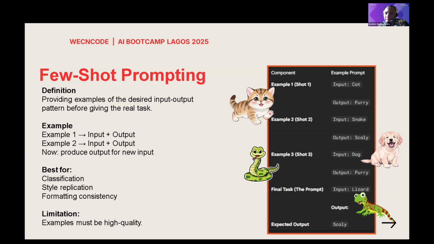So it is best for classification, style replication, formatting, consistency. Limitation: examples must be high quality. That's another beautiful part, because if the example you are giving is contradictory to another structure, your response might not be as good as you expect. So the example you are giving should be able to stand out based on the response you want to get.